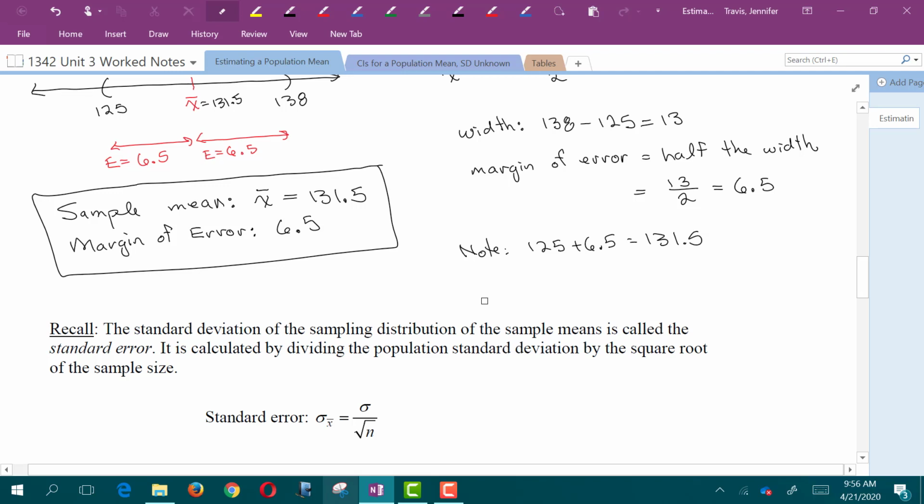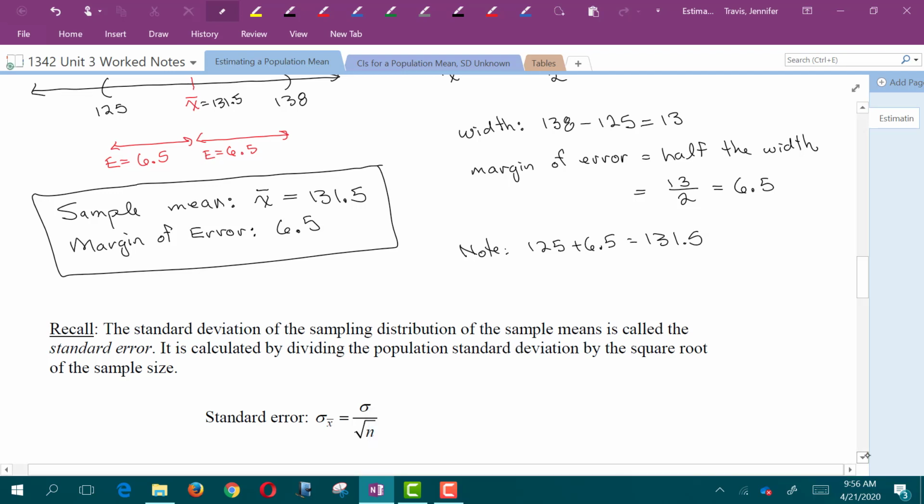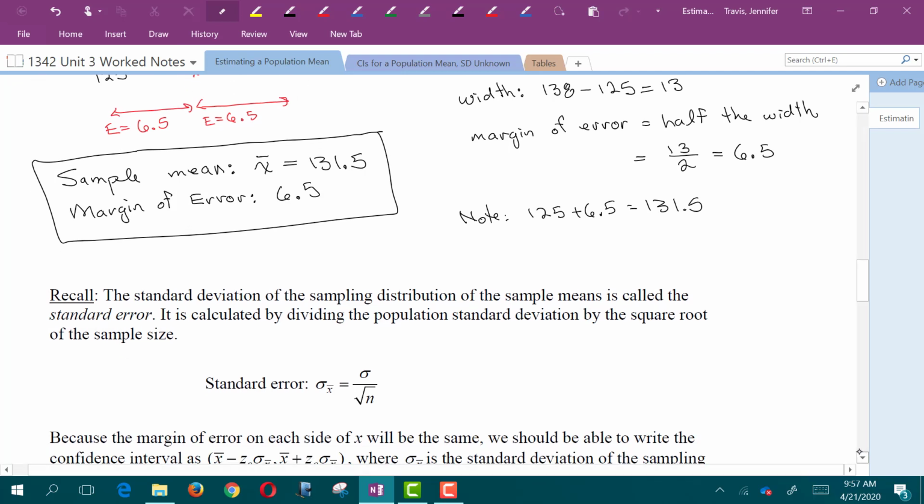The standard deviation of the sampling distribution of the sample means. Okay, what is the sampling distribution of the sample means? That's the set of all possible sample means from all the possible different samples of a certain fixed size. That is calculated by taking the population standard deviation and dividing it by the square root of the sample size.